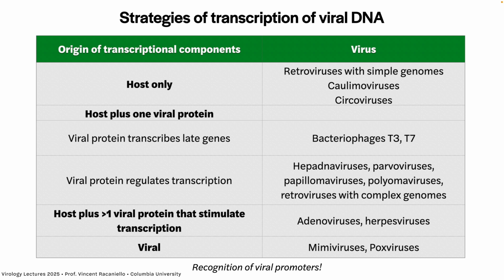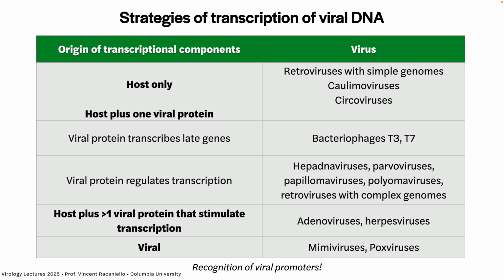Okay, now an overview of transcription of different kinds of viruses. There are some viruses that utilize only the host transcriptional system, which includes the polymerase and accessory proteins. And these include some retroviruses, some plant viruses, cauliflower viruses, and circoviruses, those little single-stranded DNA viruses that are in all of us. Okay, they only use the host system.